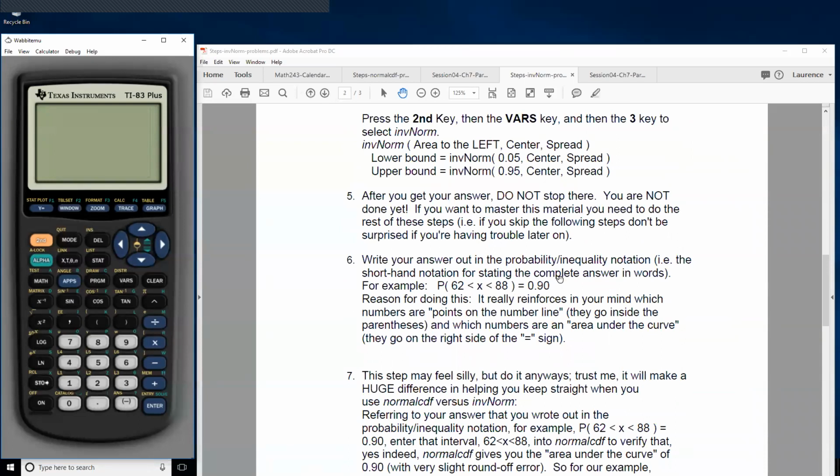And you'll say, look, they gave me the area, and I found the interval using inverse norm. And of course, if that's true, then I should be able to put this interval into normal CDF, and it should give me this area. So you want to run that through your head. That's right. If I'm given an interval, then I use normal CDF to get the area. If I'm given an area, I use inverse norm to get the interval.